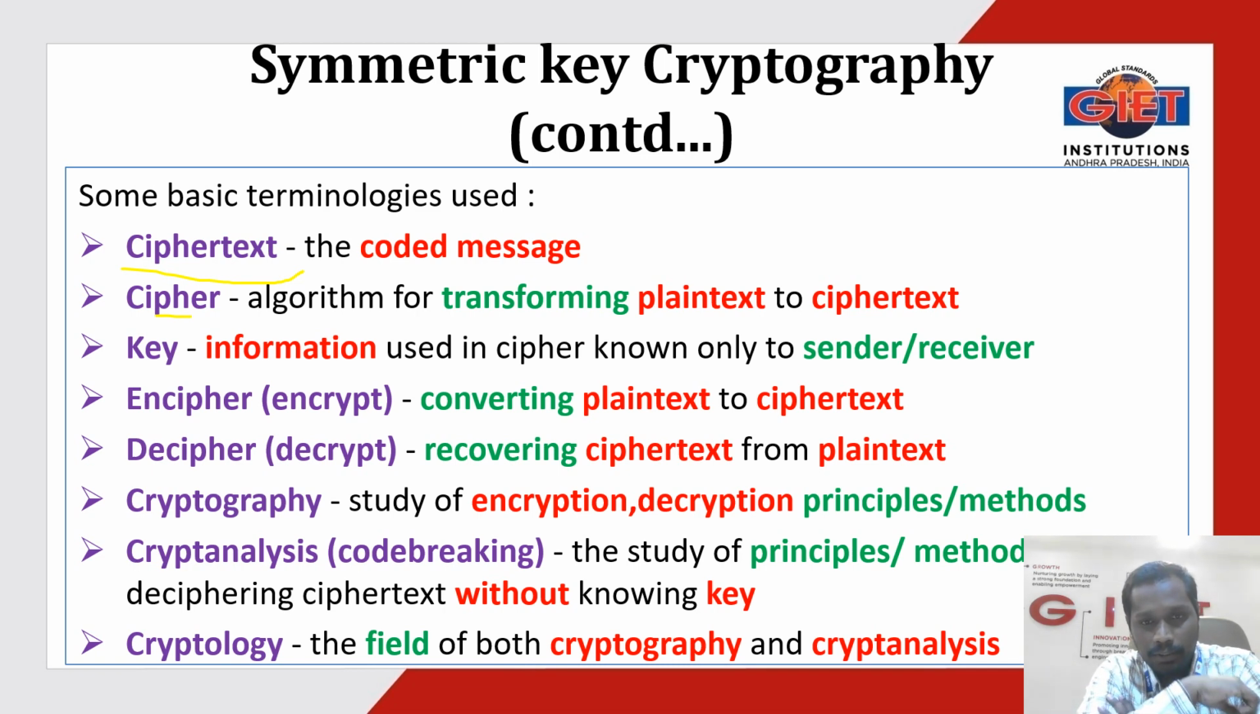So algorithm for transforming plain text to ciphertext, which we generally call encryption. And then the most important parameter is a key. The key is the information used in encryption, which is only known to sender and receiver, right? So encryption is converting plain text to ciphertext, and decryption is recovering plain text from ciphertext, right? So in decryption we'll get back the plain text, which is our output, and the input for that decryption is ciphertext.